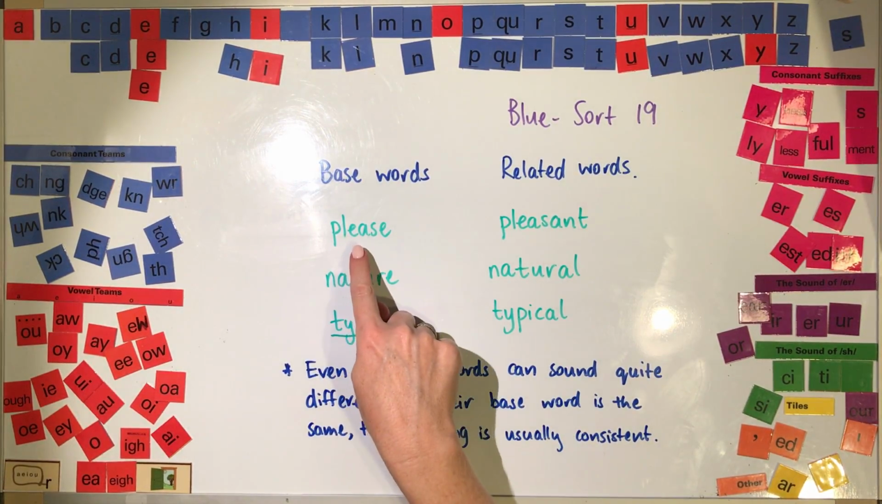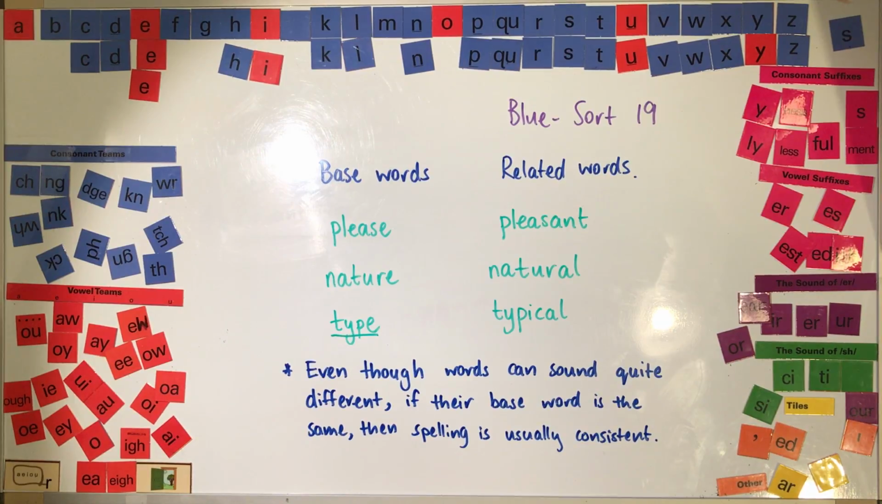So what I mean by that is if please and pleasant, they're related, aren't they, in meaning? Type and typical, they're related in meaning. So if you know the base word and the related word, then that helps you spell the word even if the sound is different. Okay, so that's the teaching point for today, and now we will get on and do a quick word sort.